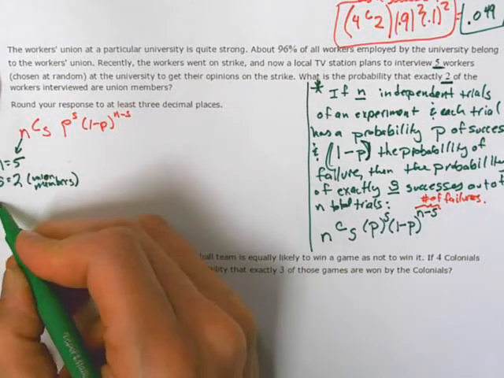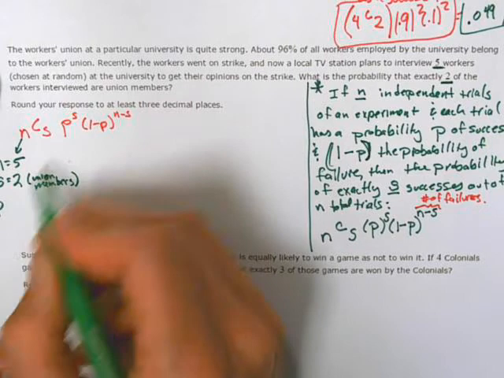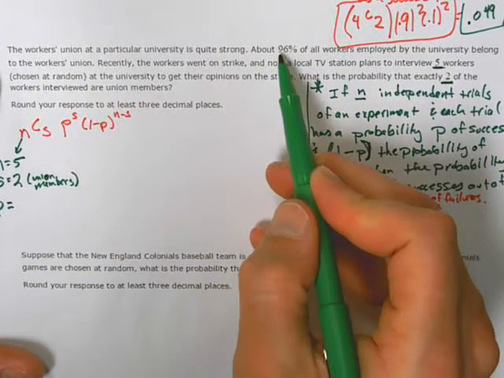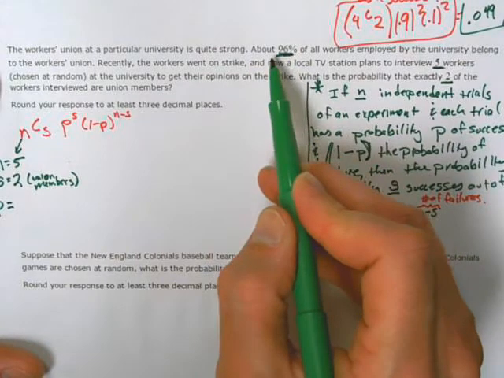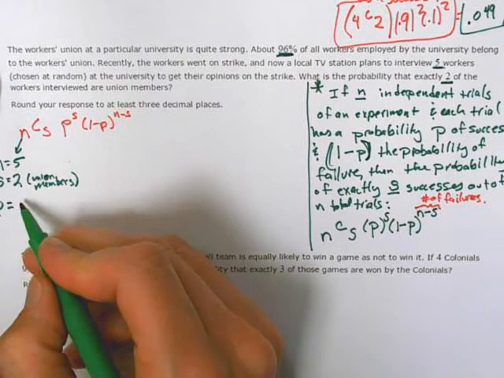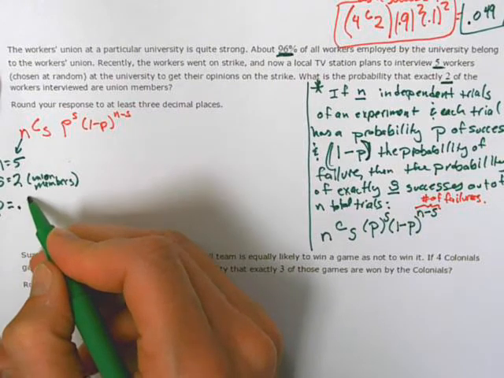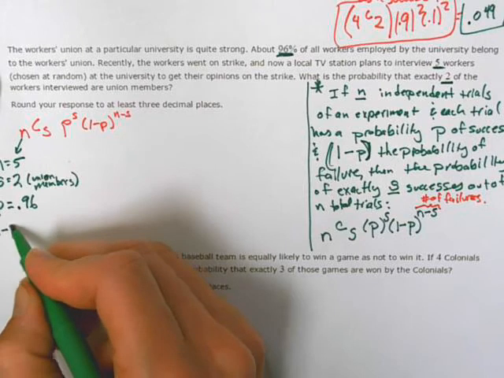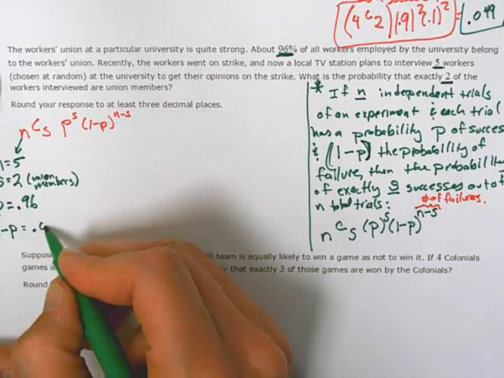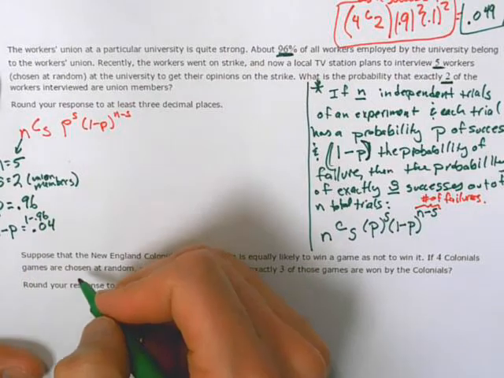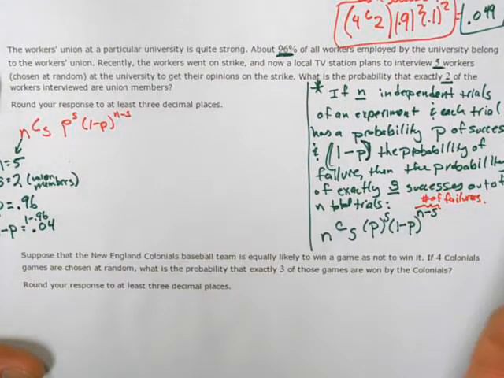So then that means that the probability of a success, P, remember P is the probability of a success, the probability that they're a union member is 96%. It says right here about 96% belong to the union. So the probability of success, they give it to us, it's 0.96. That means the probability of failure, 1 minus P, is going to be 0.04, right? 1 minus 0.96. And so I think we have all the information we need.